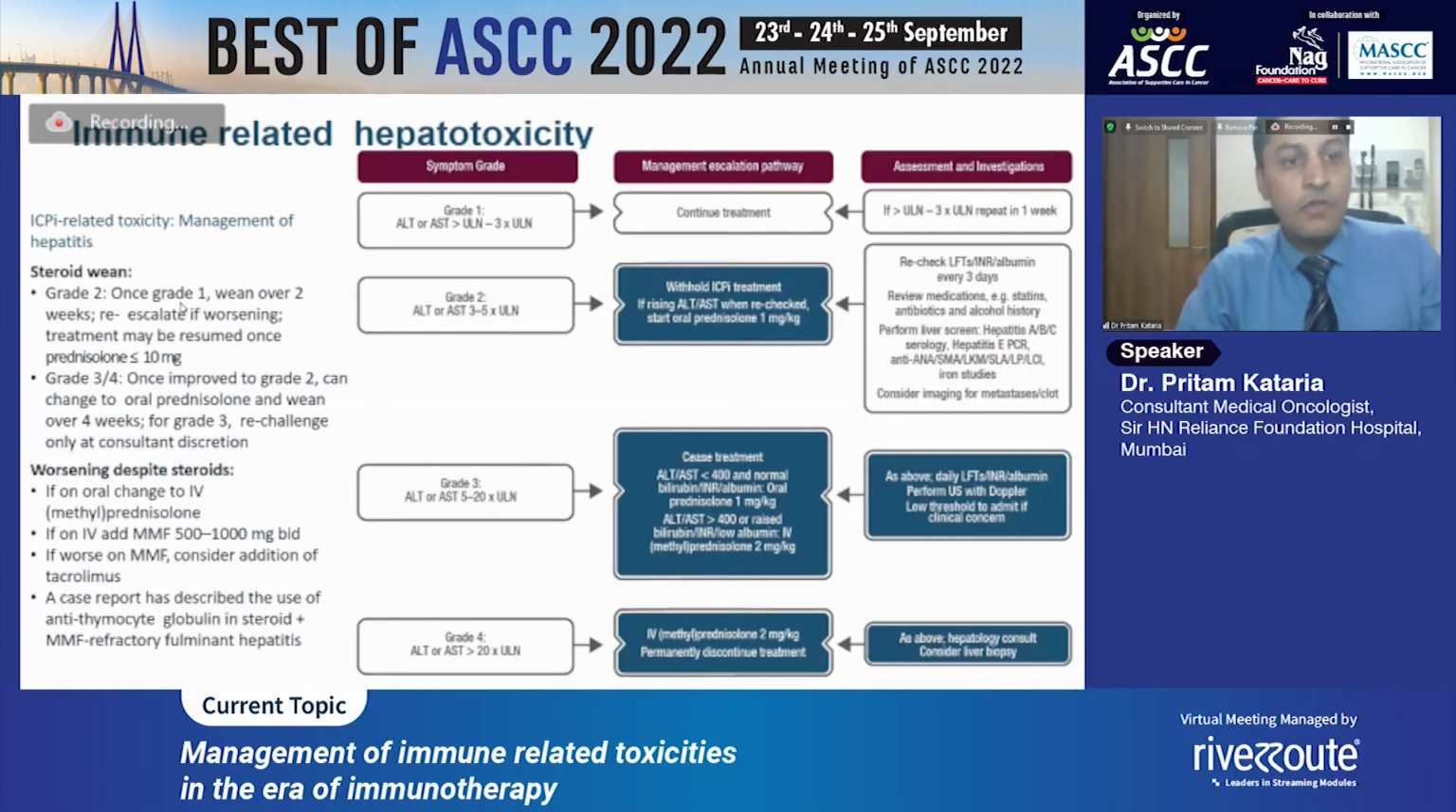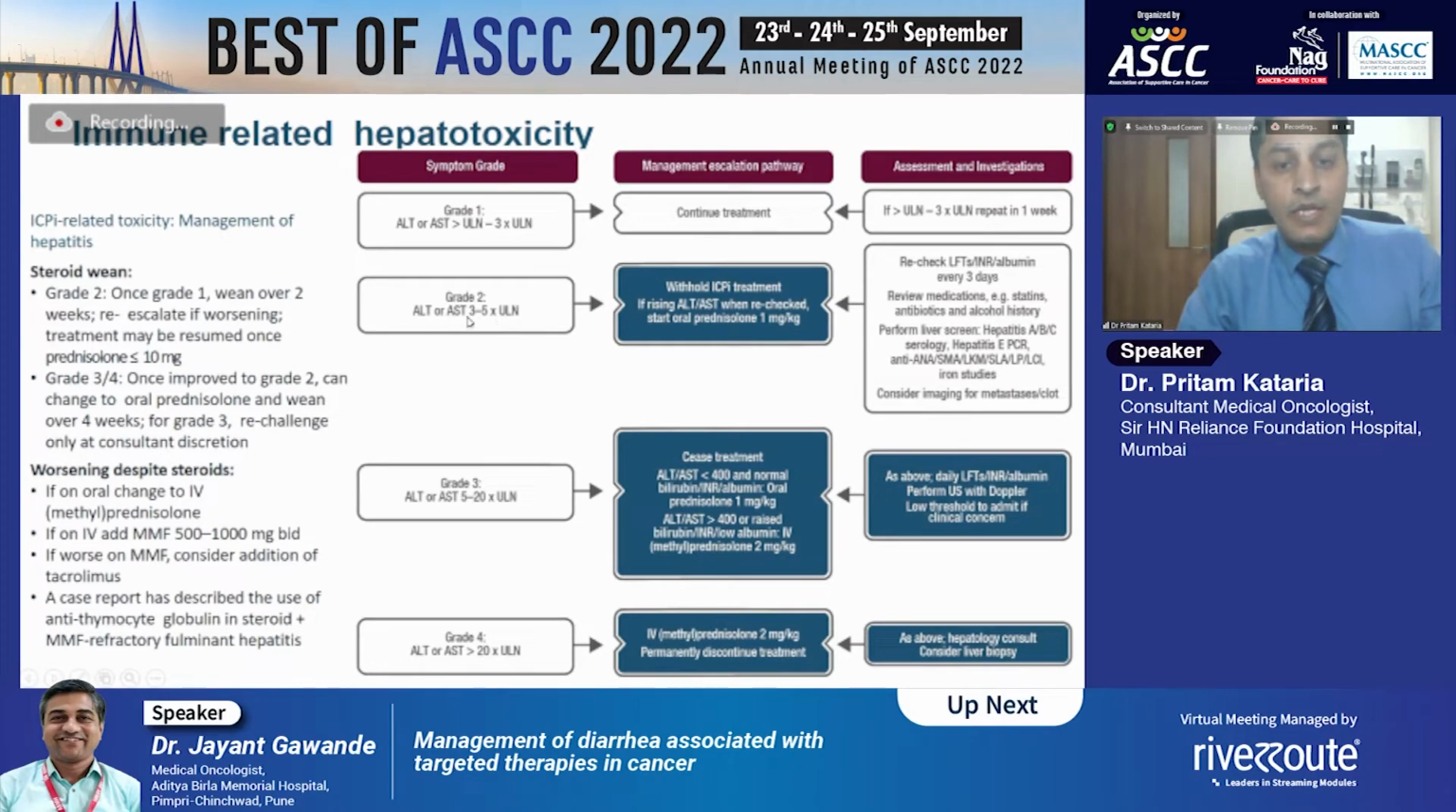Now, coming to the next toxicity, that is the hepatotoxicity. If the patient is having grade 1 toxicity, we should continue the treatment. If the patient is having grade 2 toxicity, that is between 3 to 5 times elevation of the ALT or AST, we should hold the immunotherapy treatment and start the patient on oral prednisolone.